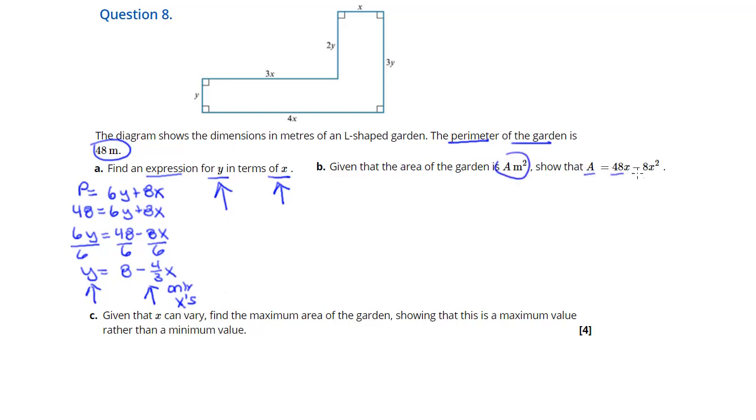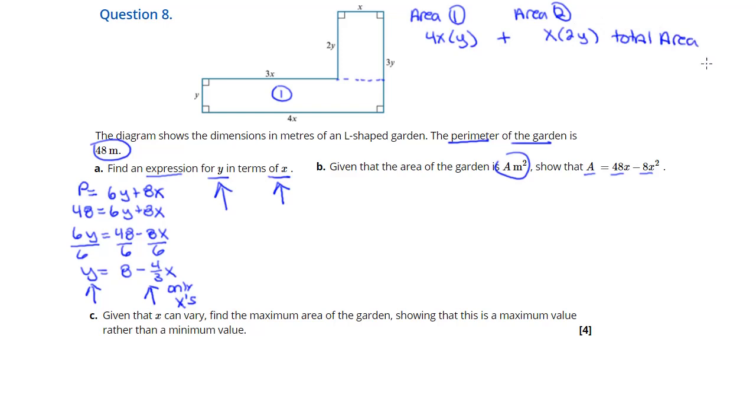It says given the area, we've got to show that that's the area. Well, keep in mind we've got two rectangles here. We've got rectangle 1. The area of rectangle 1 is going to be 4x times y. And then we've got rectangle 2. Well, that's going to be x times 2y. If we add them together, we're going to get the total area.